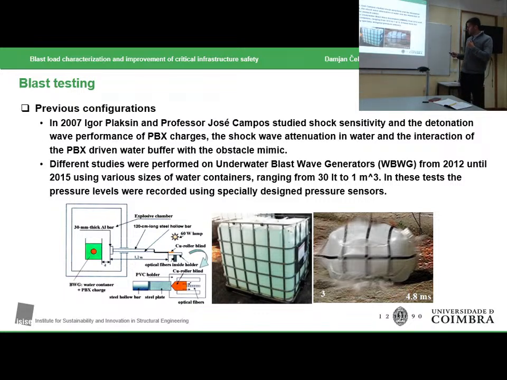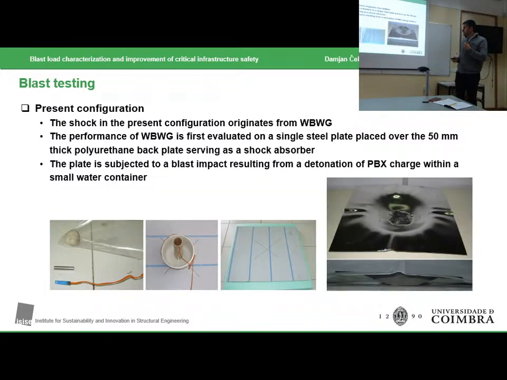This was helpful because in my study we are also using this blast generator, and it was very helpful to understand how the shock transmits through water. So in order to decide the size of this water container and the amount and type of explosive that we need, first there was a preliminary study with a single plate which was placed over a polyurethane board of very, very low mass. This then resembles a plate which is suspended in the air.